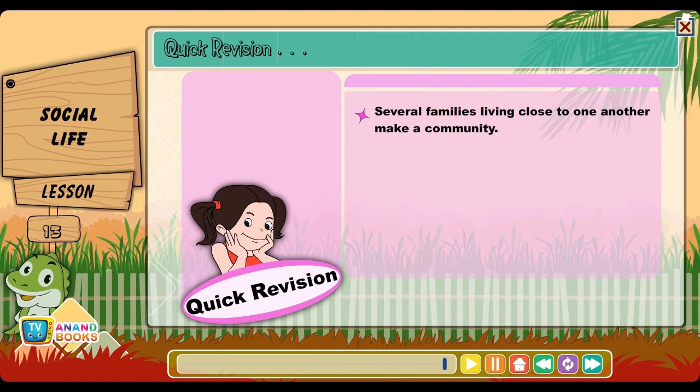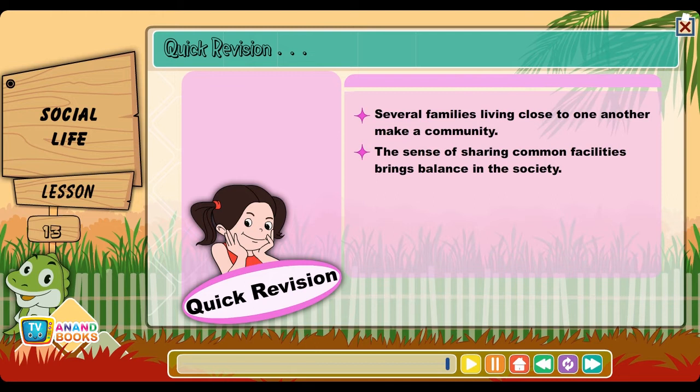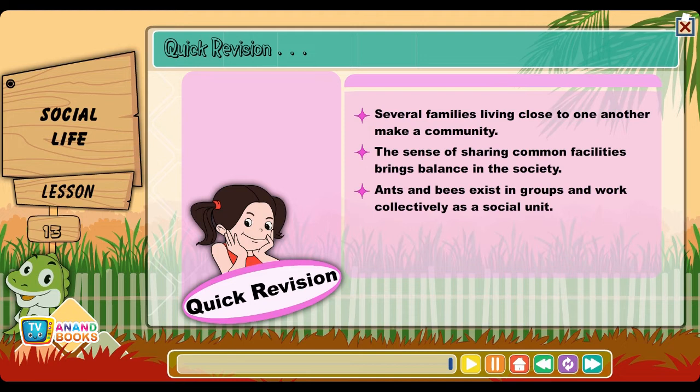Quick revision. Several families living close to one another make a community. The sense of sharing, common facilities, brings balance in the society. Ants and bees exist in groups and work collectively as a social unit.